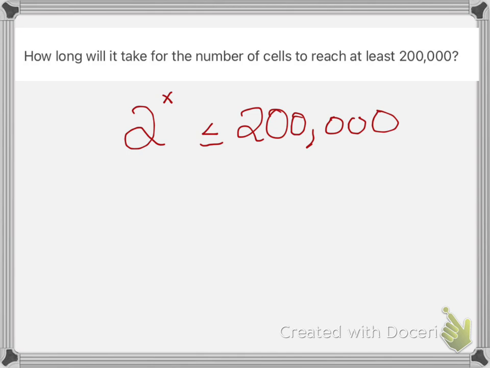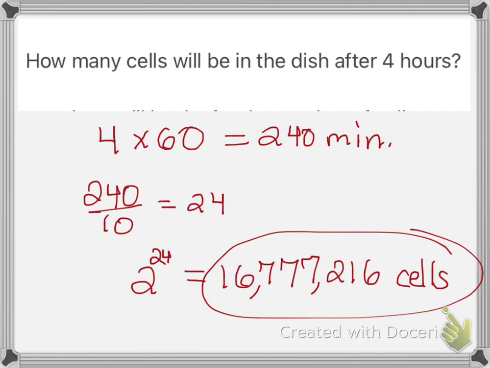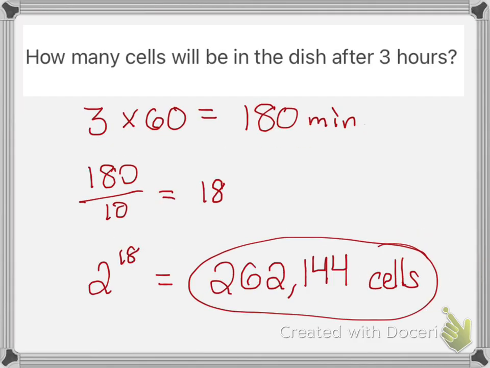Now, of course, for the sake of what you've learned so far, you can plug in numbers for that exponent to see what's going to give you at least 200,000 cells. Well, hold on, wait a minute. Let's go back for a second. When we found how many cells we were going to have in the dish after 3 hours, we had 262,144 cells. That's at least 200,000 cells. So we kind of already have our answer here.